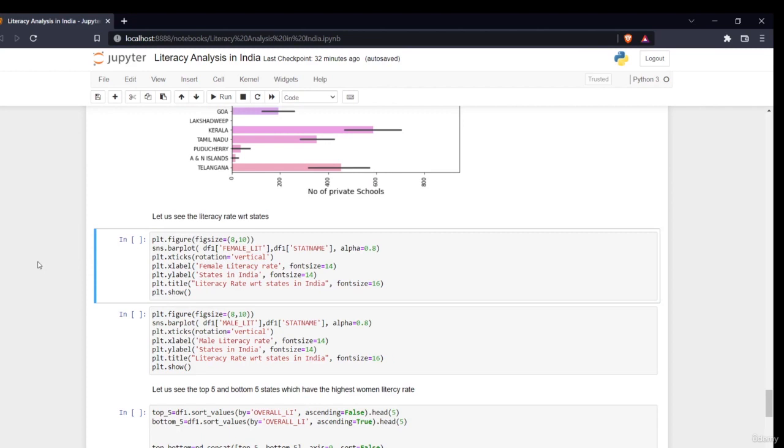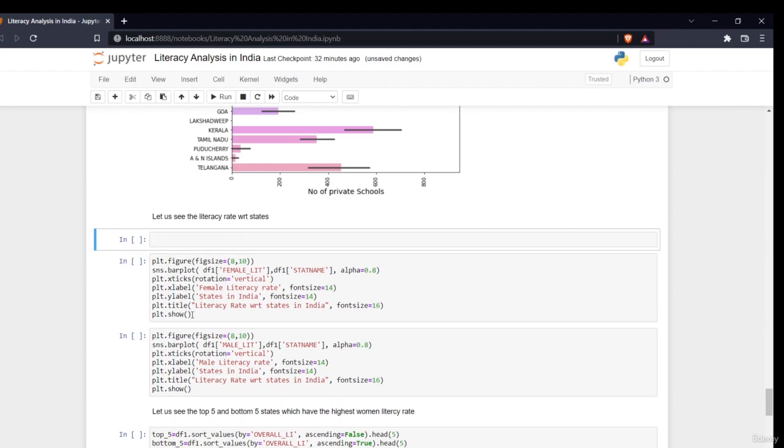Hello all and welcome to the next section of this project. In this section we are seeing the literacy rate of our country based on different states. So the very first thing is we are seeing the overall literacy.